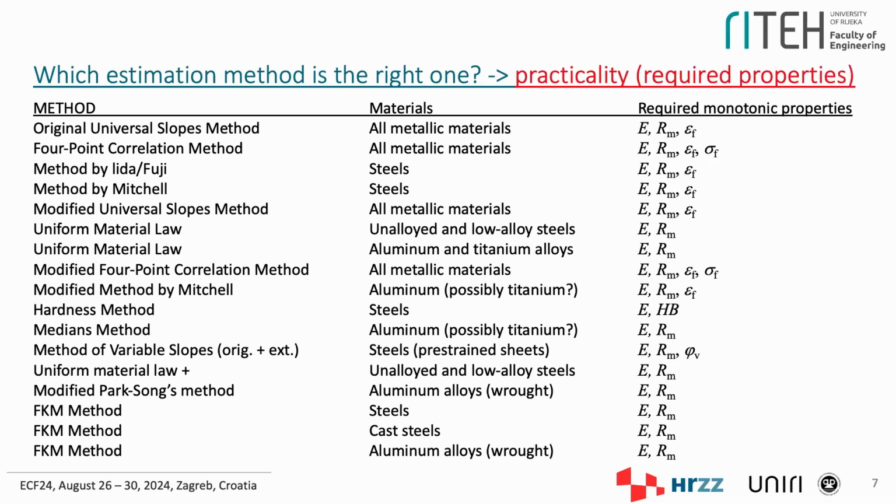Again, an additional factor that we have to consider is practicality. We like to do things in an easy, simple way. So if we have to decide which method to use, the chances are that we will use the most practical one, the simpler one. And in this case, these are the methods that use the least possible number of monotonic properties, some of which, like true fracture strain and true fracture stress, are again not easy to come by. Very often in literature these data are unknown, and also if we have to do some testing, this requires additional effort.